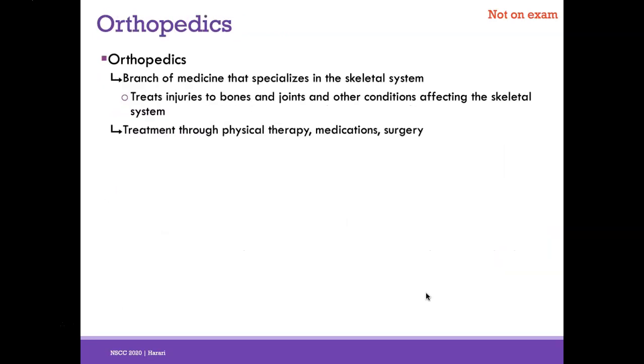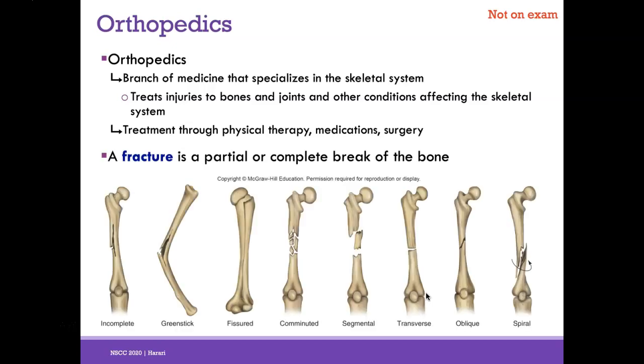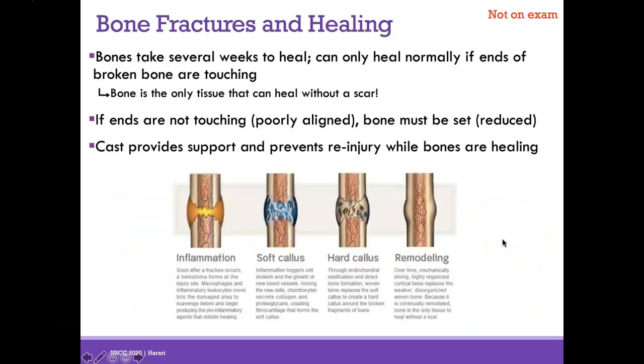Here's some more information about orthopedics, which is just the branch of medicine that specializes in the skeletal system. There are different types of fractures. If you're interested, you could study different types of fractures, but I won't test you on this. When bones do get fractured, they need several weeks to heal. The ends must be touching, so the bones often have to be set or reduced in order for the natural healing to take place. That's why we give casts. A cast provides support and prevents any re-injury while the bones are going through their normal healing process.